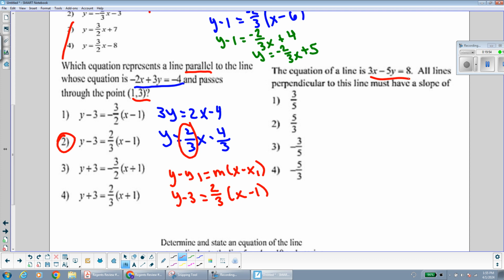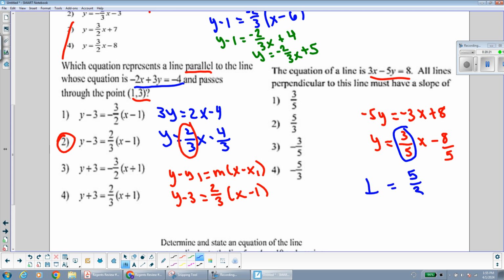I'm going to solve our equation of the line for y. So first I'm going to subtract 3x from both sides. And then I'm going to divide everything by -5. So that's going to change this to positive, and that's going to make this negative. So our slope is 3/5. So I need the perpendicular one. So that's the opposite reciprocal, which is -5/3. And that's answer choice number 4.